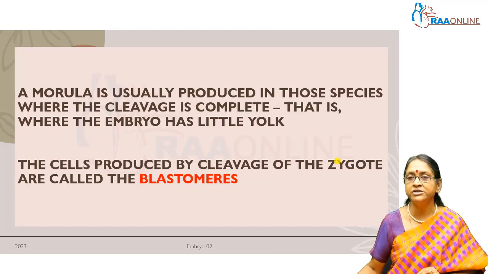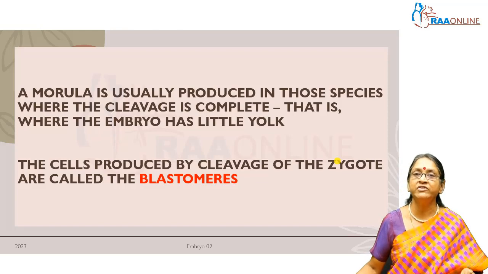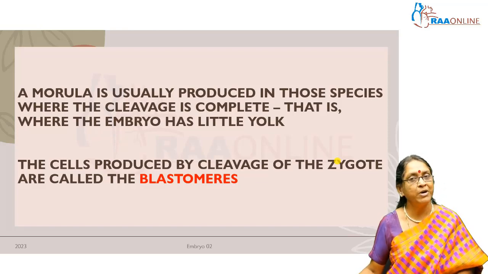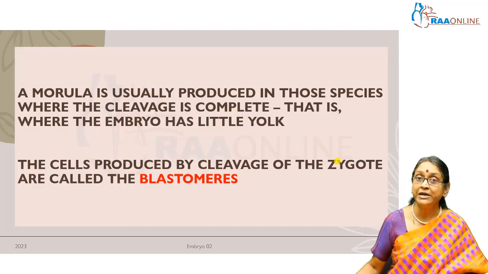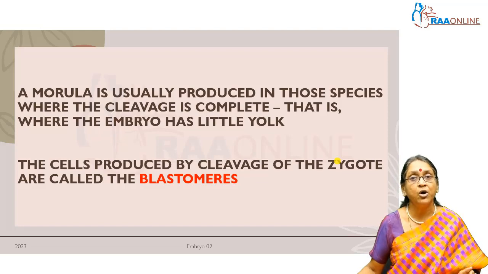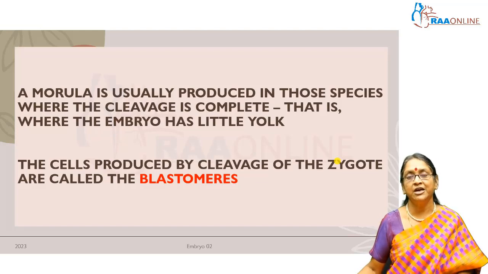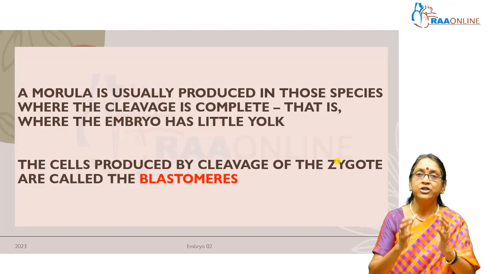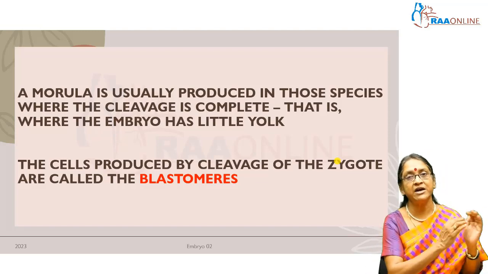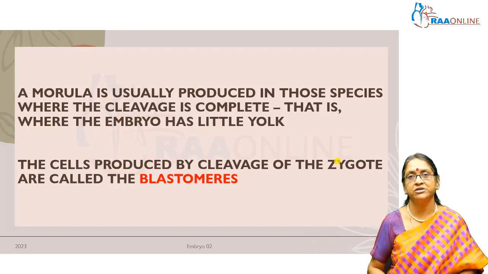A morula is usually produced in those species where the cleavage is complete. You remember just a while ago, I mentioned complete cleavage and partial cleavage. Complete cleavage is called holoblastic cleavage. Partial cleavage is called meroblastic cleavage. Wherever the ovum, that is where we started, isn't it? Ovum plus sperm goes to form the zygote.